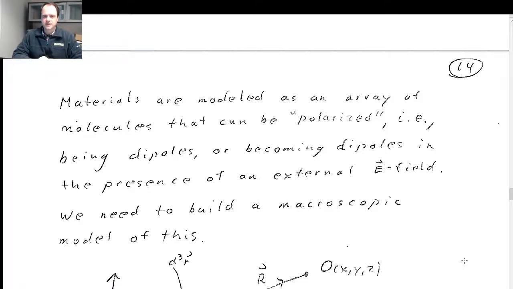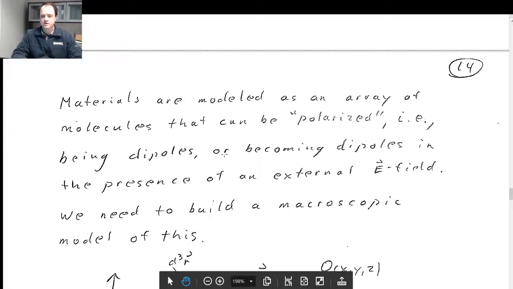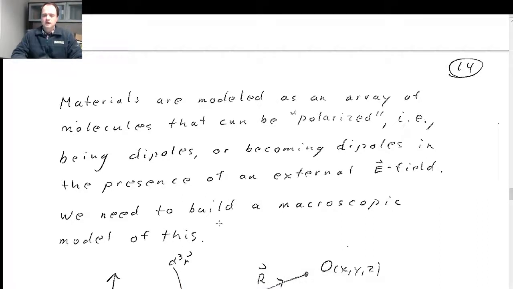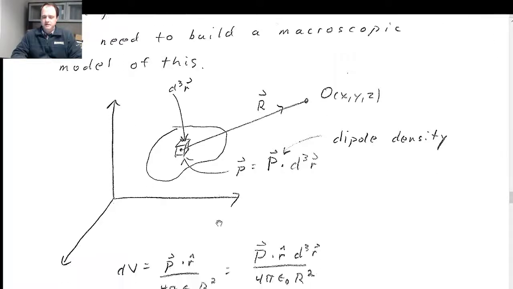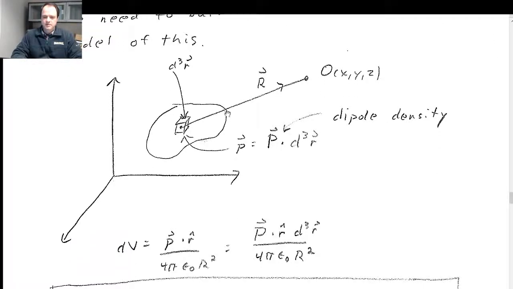Materials are modeled as an array of molecules that can be electrically polarized, i.e. being dipoles, or becoming dipoles in the presence of an electric field. We need to build up a macroscopic model of this. So we take a chunk of material and split it up into cubes. d³r are volume elements of the material that will have a certain dipole moment, a total lowercase p.